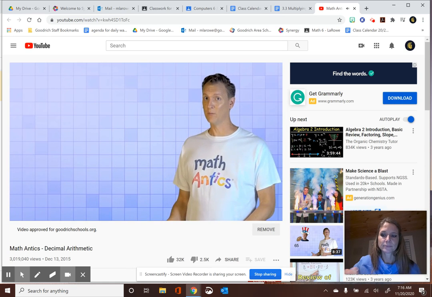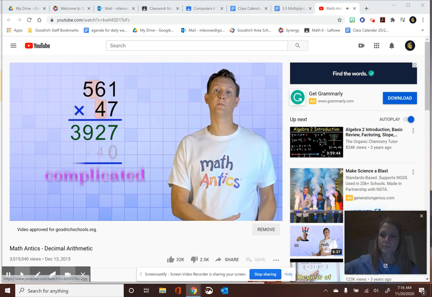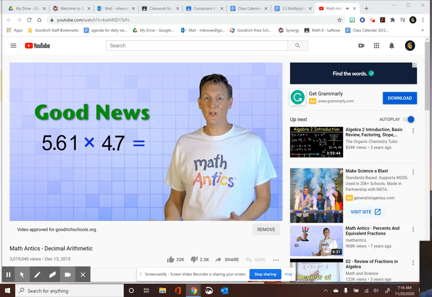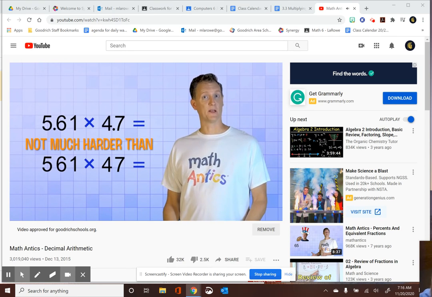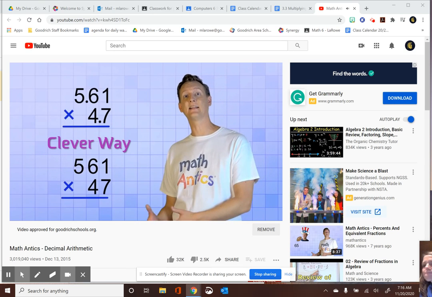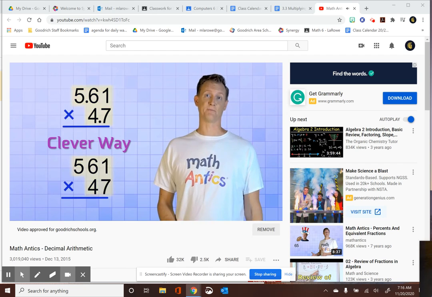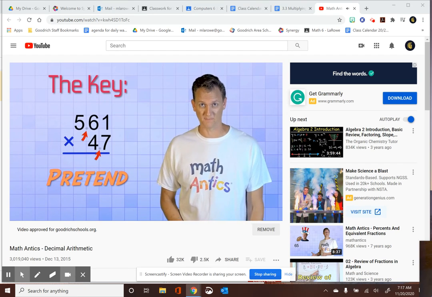Now, as you know, multi-digit multiplication is more complicated because there are so many multiplication steps. But the good news is that decimal numbers don't really make the procedure much harder than it is with whole numbers. That's because there's a clever way that we can make decimal multiplication look exactly like the multi-digit multiplication with whole numbers that you already know how to do. The key is to pretend that the decimal points are not really there.